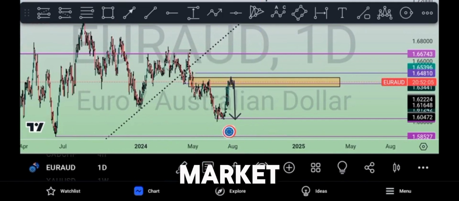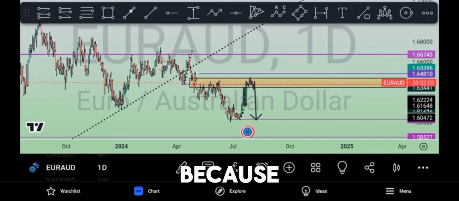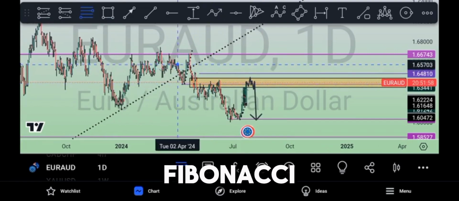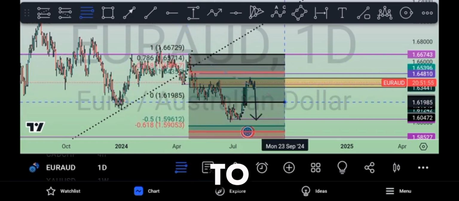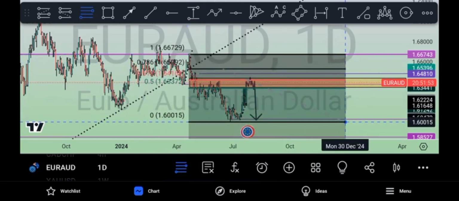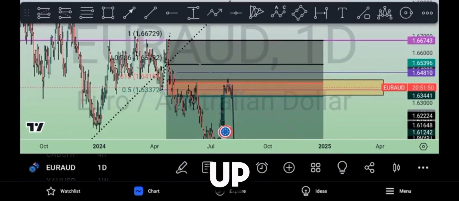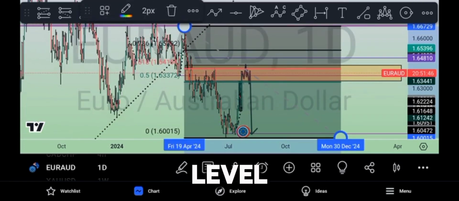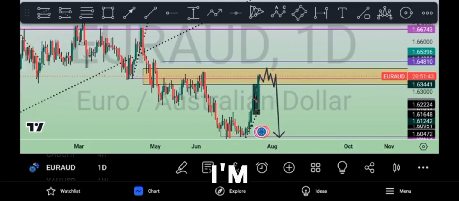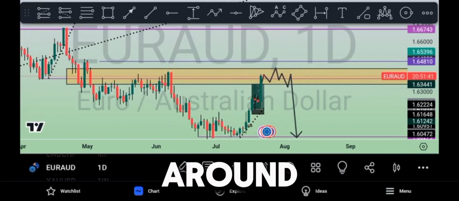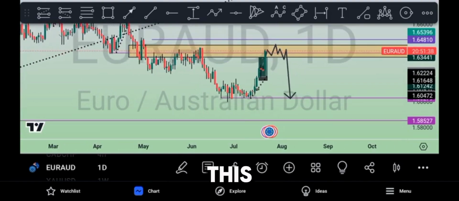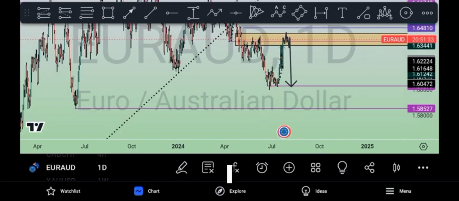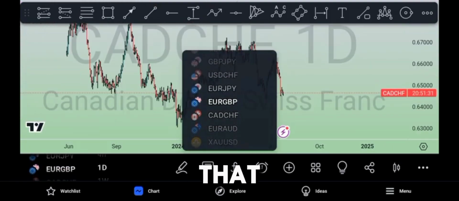Now, why do I expect the market to reverse from this level? Because when you take your Fibonacci from swing high to swing low, this market is lining up with the 50 and the 61.8 retracement level, and I'm just waiting for some market reaction around here before the sale will continue. And if the market does otherwise, I won't be taking any trade on that pair.